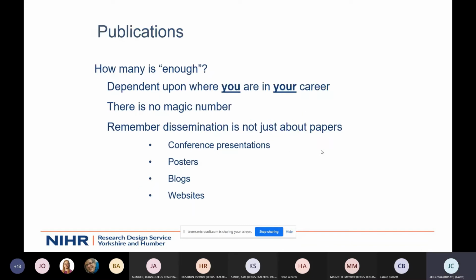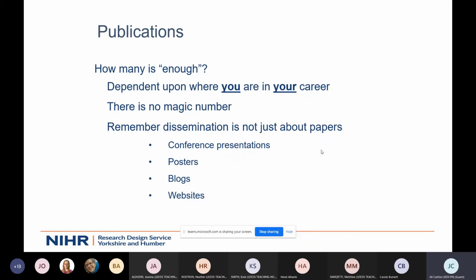So I mentioned a couple of moments ago about publications, and that fellowship applications are indeed competitive. You know, you need to make yourself stand out. But it's important to recognise that there isn't a magic number, and that everybody's story is very different. It's not related to age, it's not related to when you qualified or anything such as that.